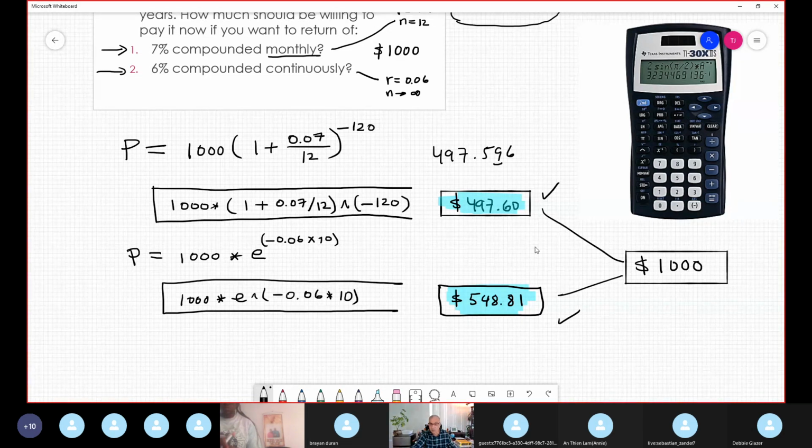How do you get money in life? Buy cheap and sell big, no? So the best option is obviously $497.60. Okay? It's clear.